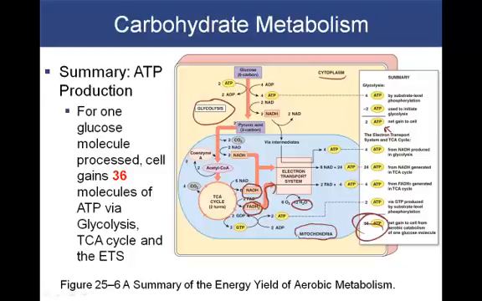1 molecule of glucose will give the cell a net gain of 36 molecules of ATP via glycolysis, where you get 2. Within the TCA cycle, you get the generation of a few ATPs, and then ultimately the ETS, the electron transport system, is going to produce the rest. That is carbohydrate metabolism in probably 20 minutes.